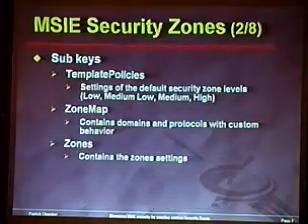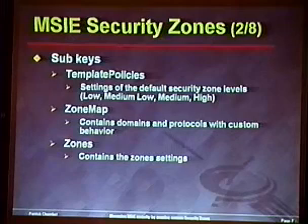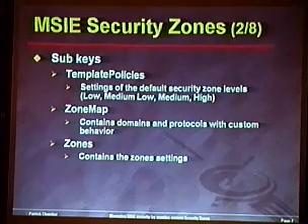And in this key, you have three subkeys: Templates Policies, where you can define default parameters for each zone; Zone Map, which contains domains and protocols with custom behaviors, so you can add your URLs and domain names for each zone; and the Zones key containing all your zones. So you have 4 zones by default, and you can add zones. We are going to see it.